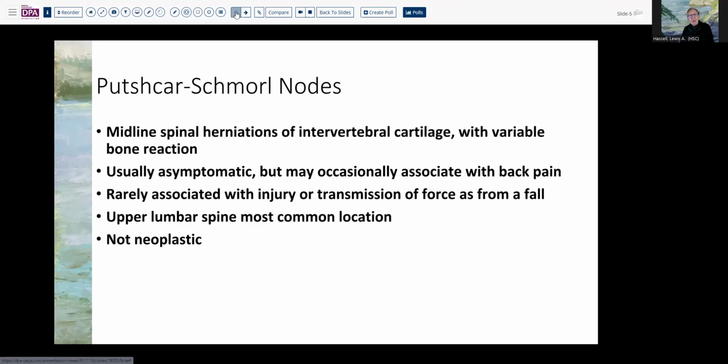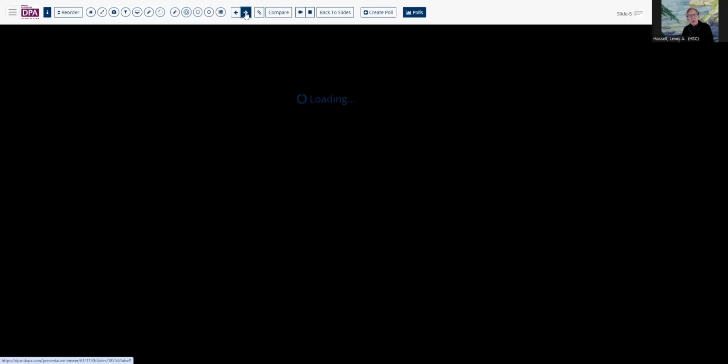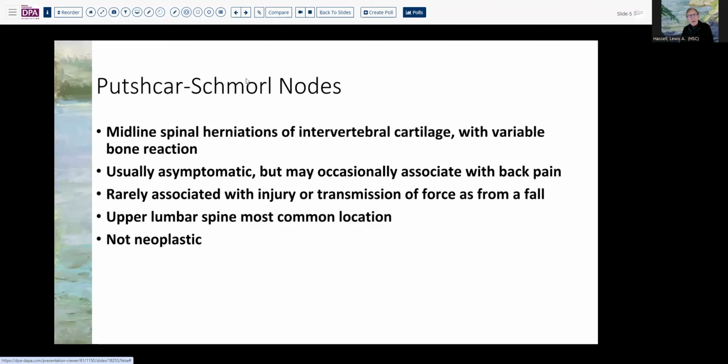And perhaps if you're seeing a degree of bony reaction, as we saw here, with this sort of hyperintense bony reaction around the tissue, they may be associated with back pain. So that is something to be mindful of.